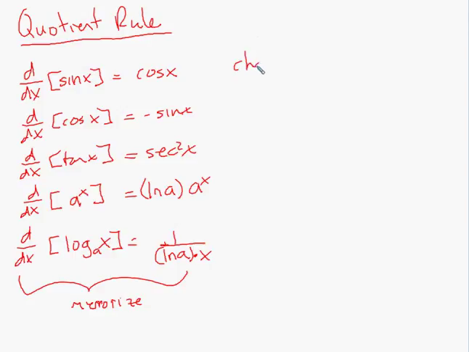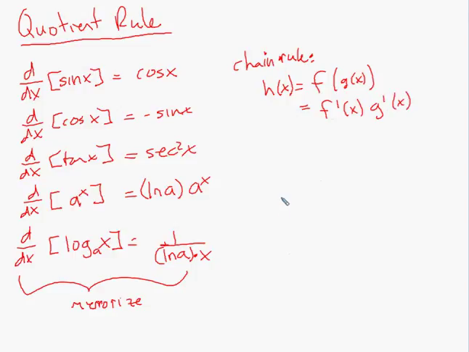Then we have our chain rule, which we're going to use a slightly different notation for. If I have h of x equals f of g of x, then the derivative of that is going to be f prime of g of x times g prime of x. Or using the other notation, dy dx equals dy du times du dx.